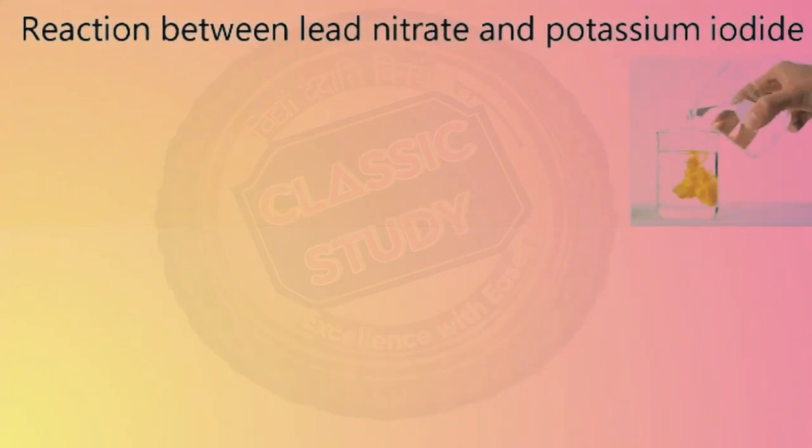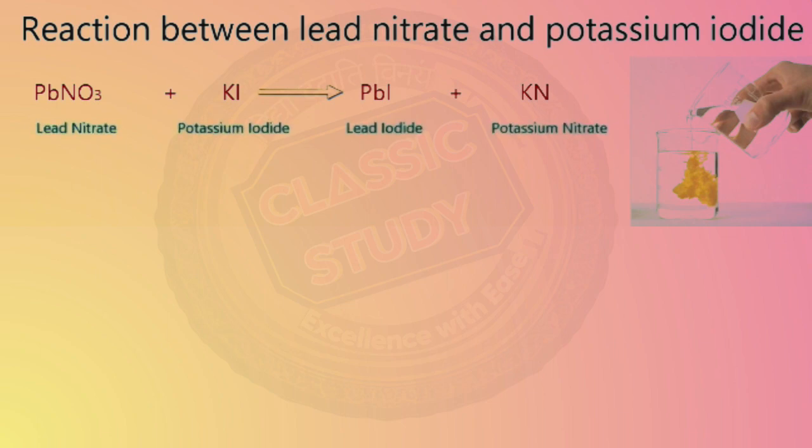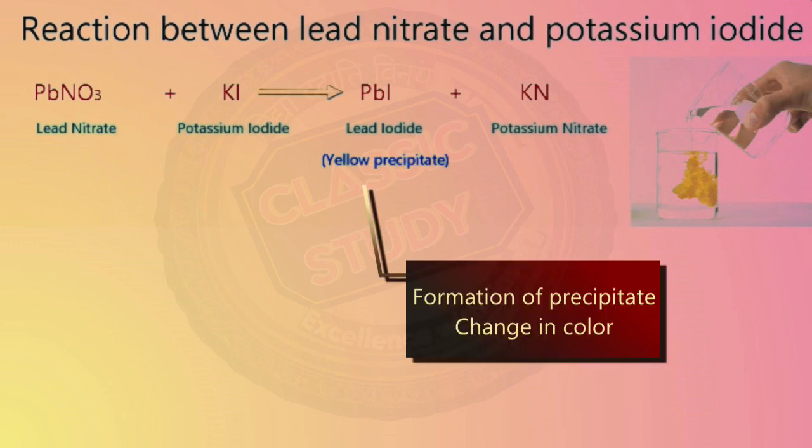The next reaction that we saw was Pb(NO3)2 plus potassium iodide combining to form PbI2, that is lead iodide, plus potassium nitrate. There was formation of lead iodide in this reaction, which is a yellow precipitate. The two reactants taken initially, lead nitrate and potassium iodide, are white or colorless, but the product is yellowish in color. So we can see there is a change in color as well as formation of a precipitate. A precipitate is an insoluble solid substance formed at the end of the reaction.